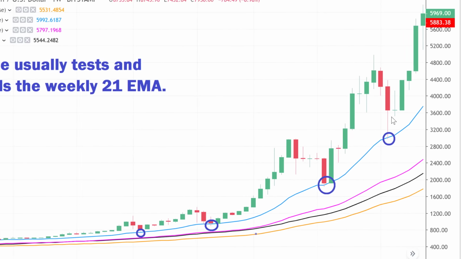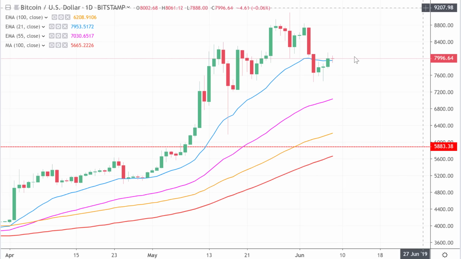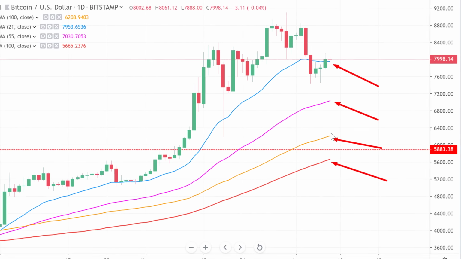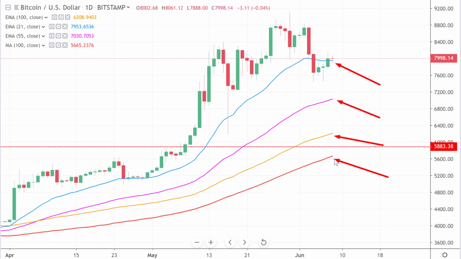All right, guys, let's go now to the charts of Bitcoin. Now, on this chart of Bitcoin, which I have in front of me right now, I have, as you can see here, the 21 daily moving average, the 55 daily moving average, and the 100 EMA, and the 100 SMA, the 100 simple moving average. The reason why I have both the 100 EMA and the SMA is because sometimes price can come down to either one of these levels, so we don't know which one of these levels might get tested.